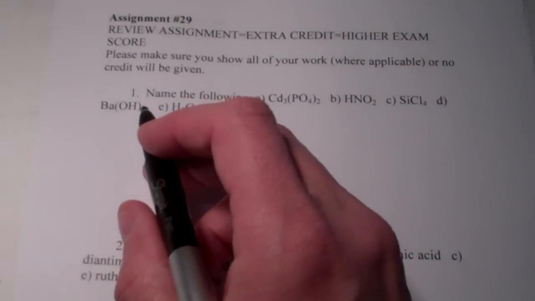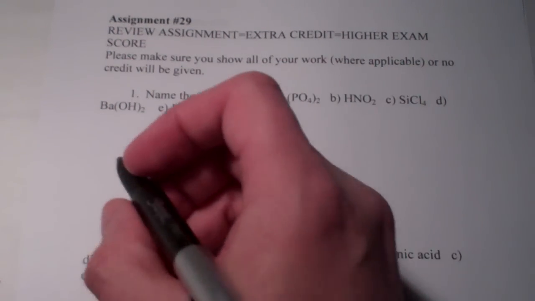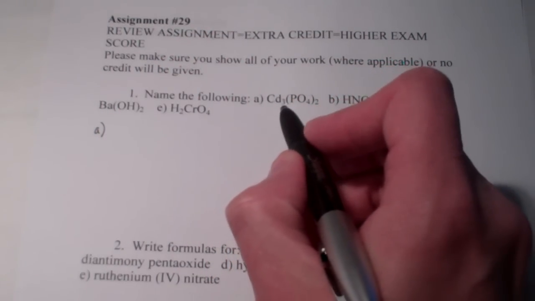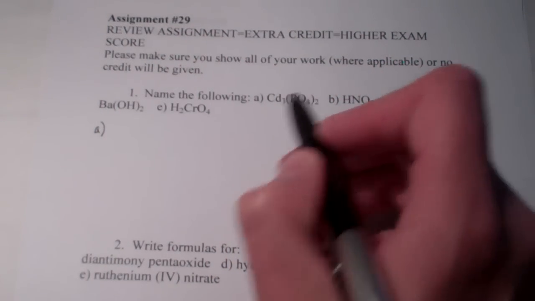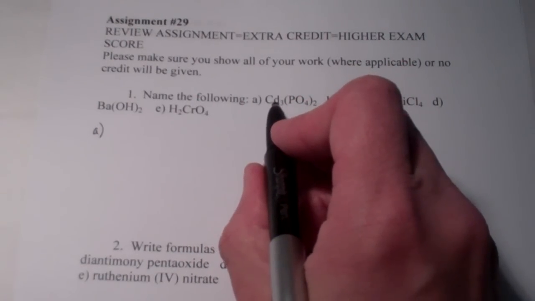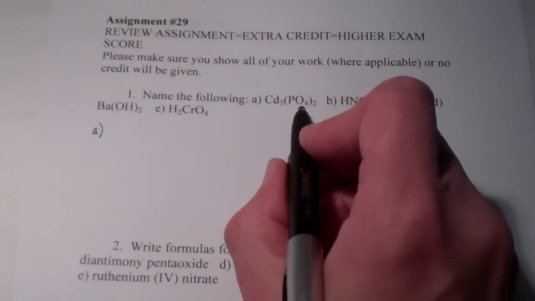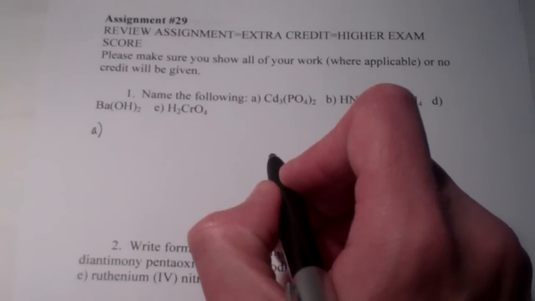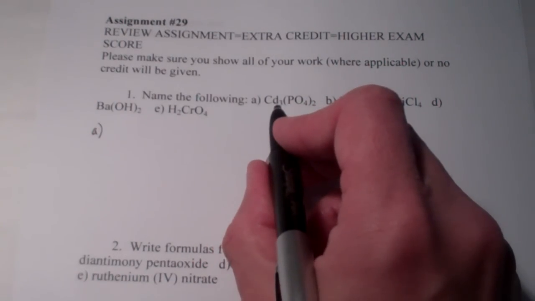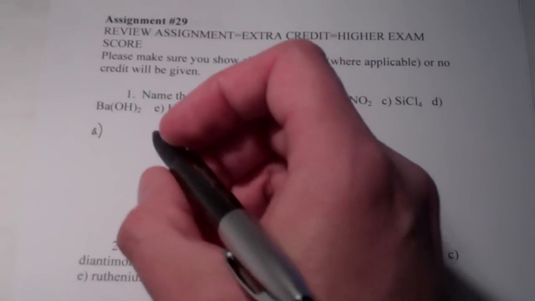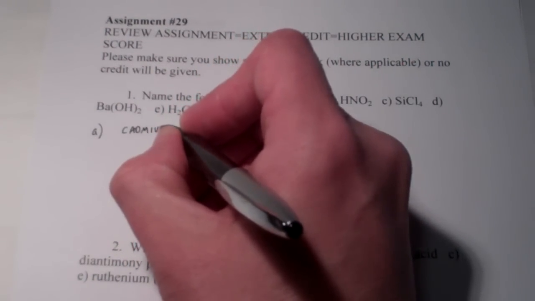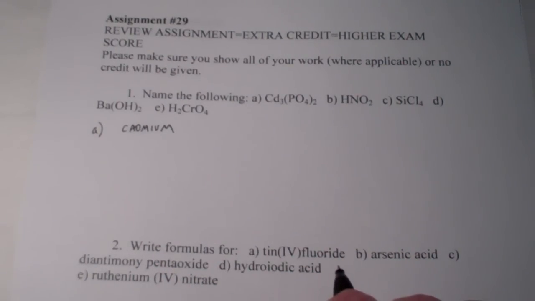So, number one from your review assignment, we have to name these compounds. Letter A, we have Cd3(PO4)2. Cd is a metal, cadmium. PO4 is a polyatomic ion. This is ionic. So to name ionic compounds, we first name the positive ion, cadmium. Now, some metals, remember, we need Roman numerals for. So let's take a look.